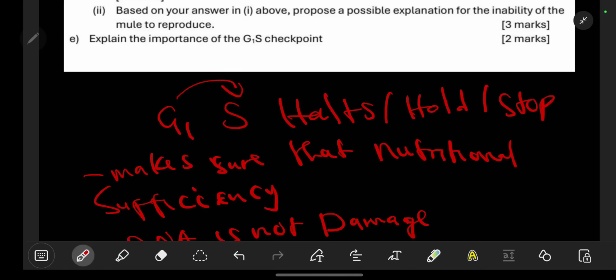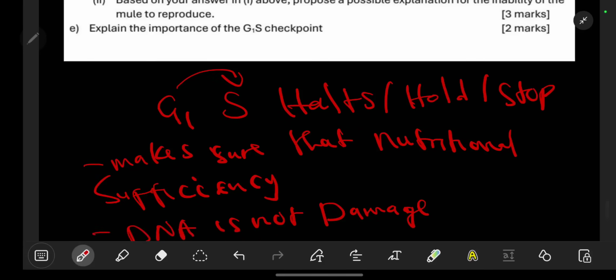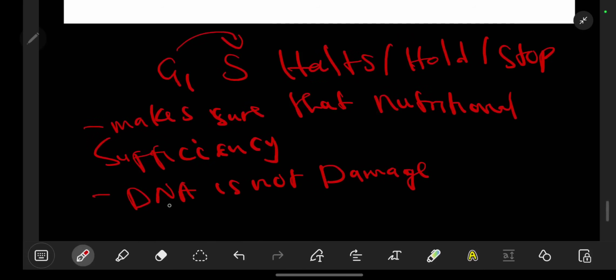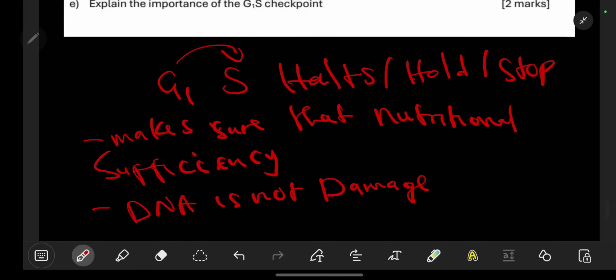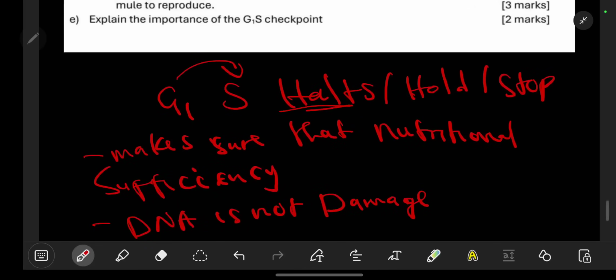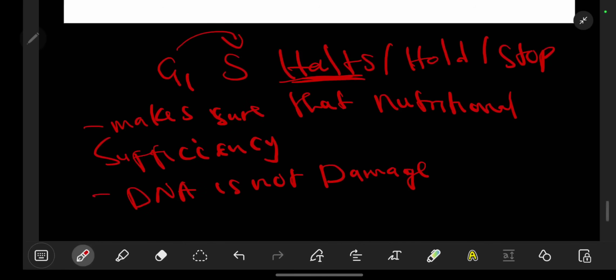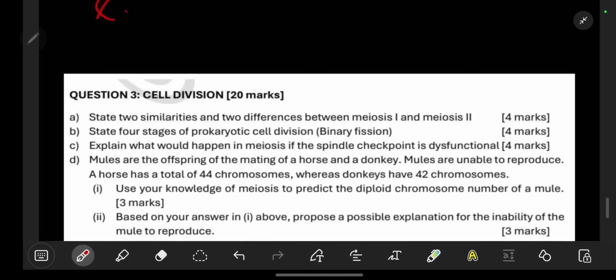This is very, very important as we do not want an immature cell from reproducing, and also it makes sure that DNA is not damaged. If it is damaged, the cycle is halted, stopped or put on hold so that it can be repaired, or the cell can just be destroyed so that there is no passing down of genetic information to the offspring. So that's that.